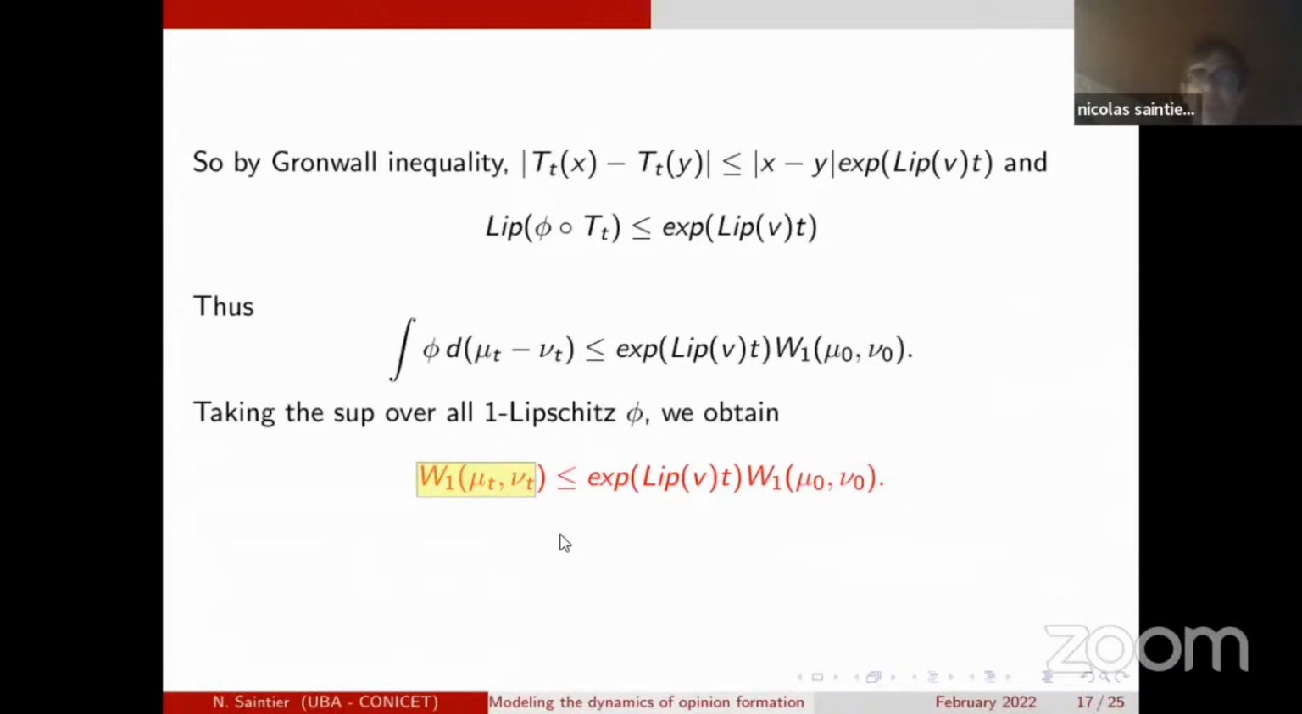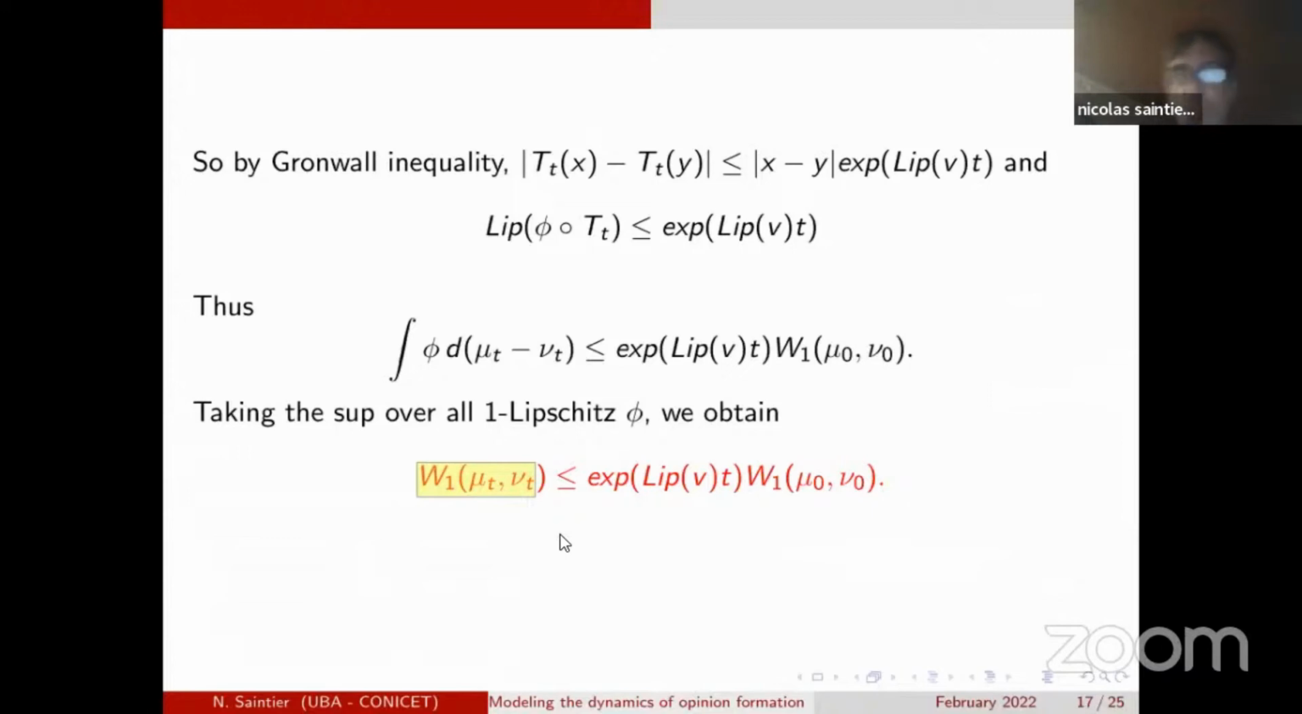A bound of the distance between mu t and nu t: we can bound it by a constant, which is growing exponentially in time, times the distance between the initial conditions. So it's good. We have exactly continuity with respect to the initial condition.